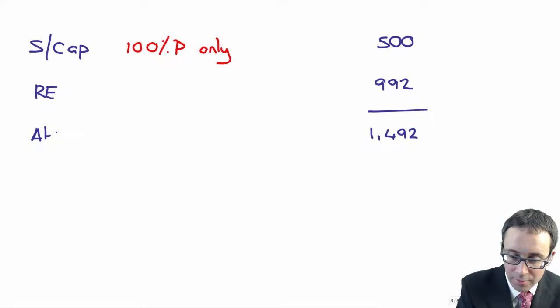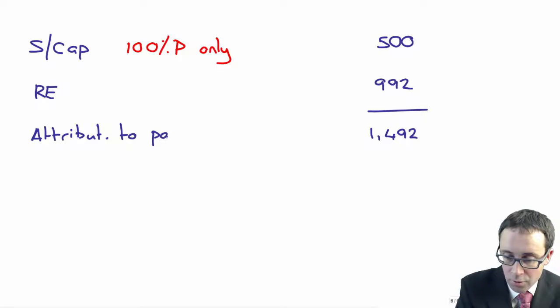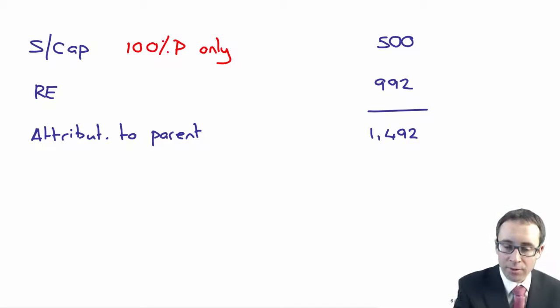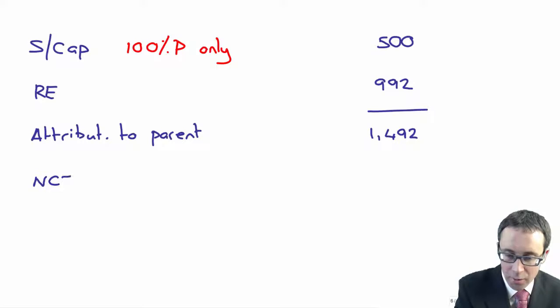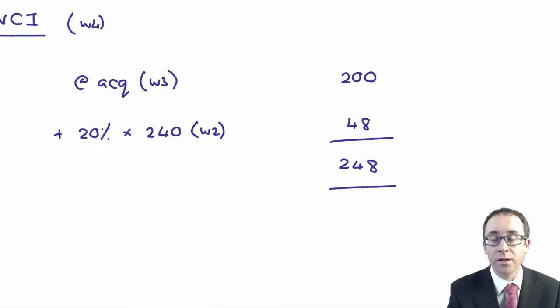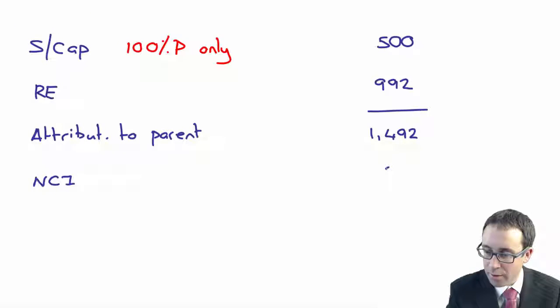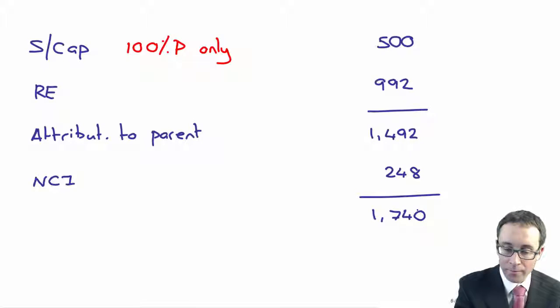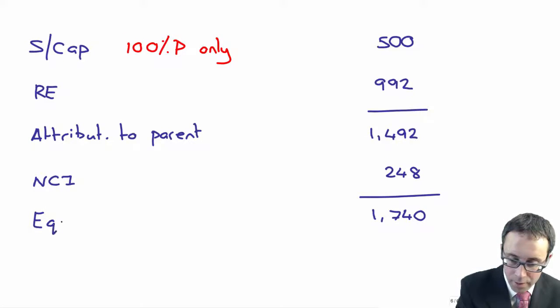That, if you're interested in, is what is attributable to the parent. That is what the parent owns. It owns all of its share capital, all of its retained earnings, and its share of the post-acquisition of the sub. But that's just going a bit too far. NCI, I'm going to admit, I can't remember the NCI. 248. Too many numbers going on. So what you've got there, if you add the 248 to the 1,492, gives me 1,740, and that there is the group equity.